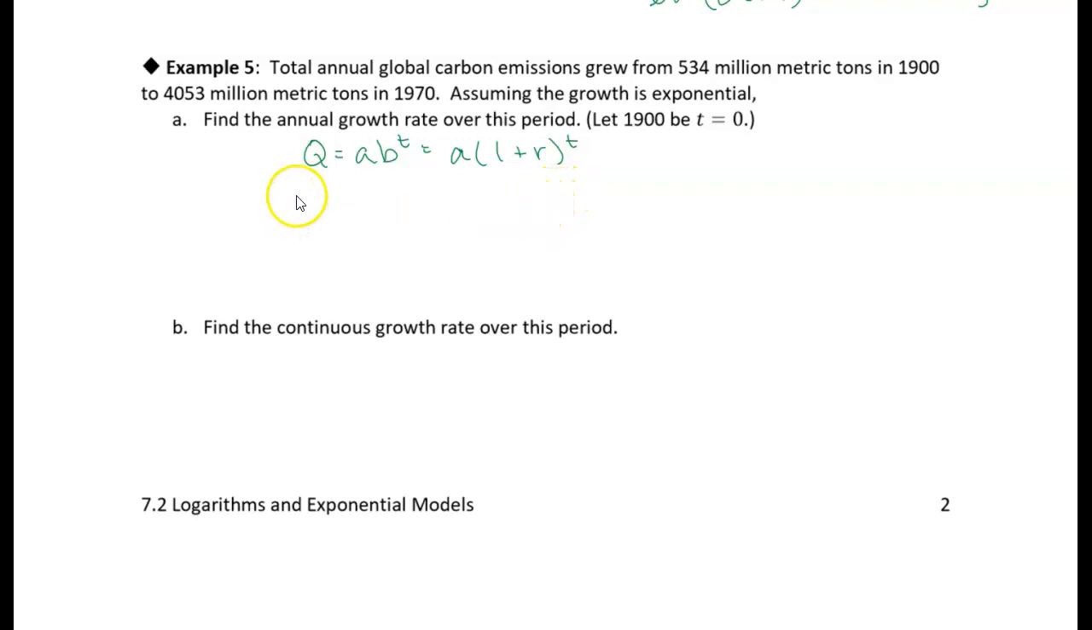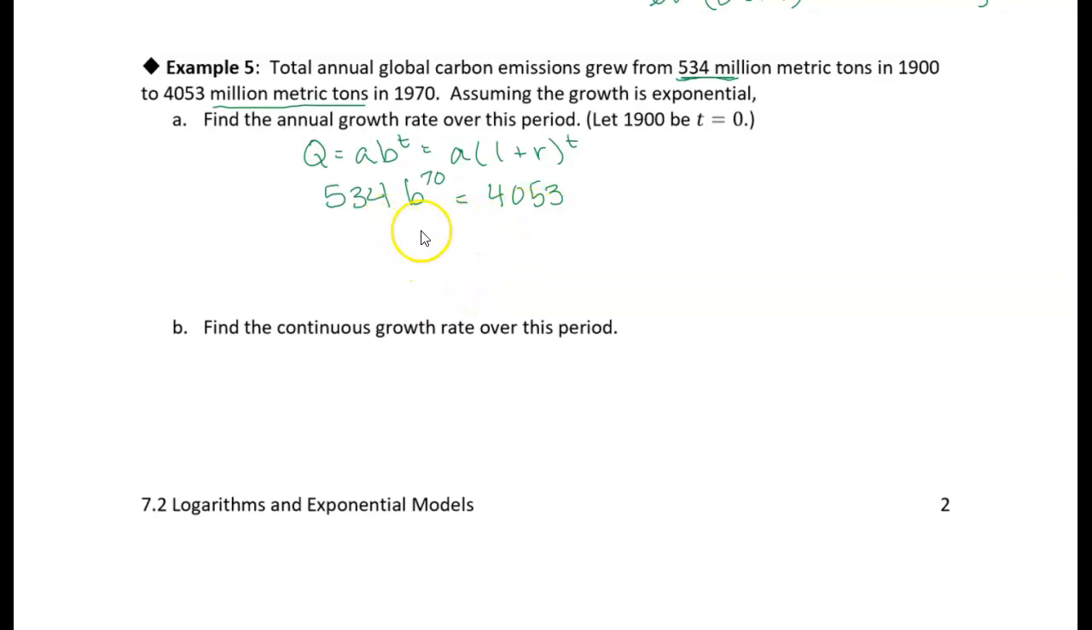All right, so let's figure out, at t equals 70, which is 70 years after 1900. Initially we're told that we have an initial output of emissions of 534 million metric tons. So that's going to be our Q0, which is a. A is 534. And we don't know b. That's kind of what we want to find. If we find b, then we can find the annual growth rate, right? But we know that when t is equal to 70, Q is equal to 4,053 million metric tons. Our units are in million metric tons, so we better keep track of that. Our t is in years.